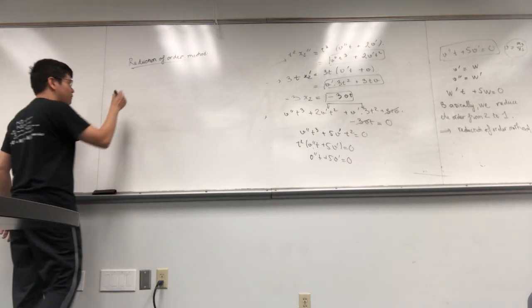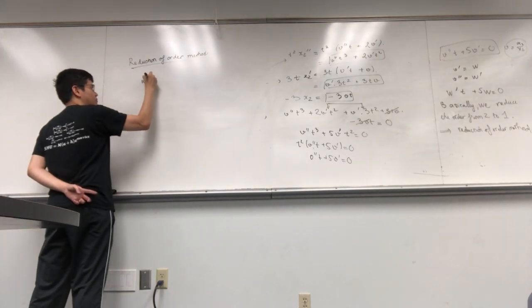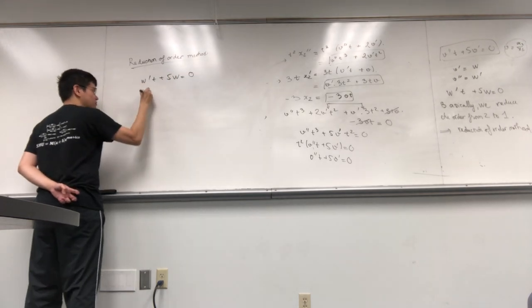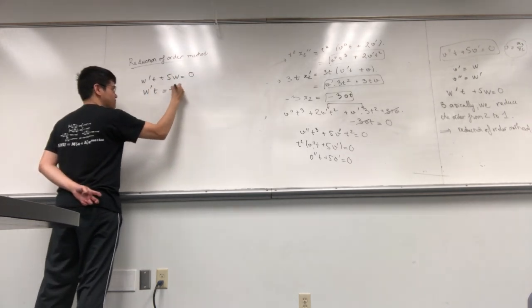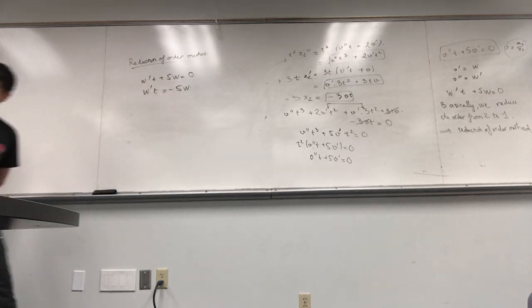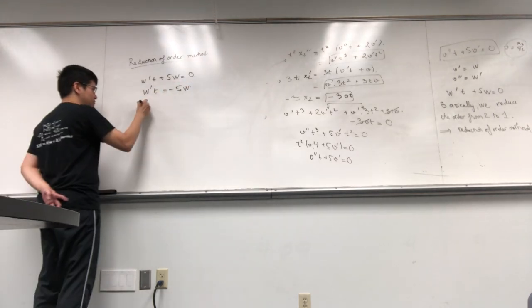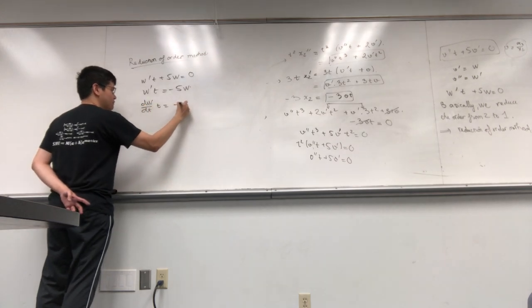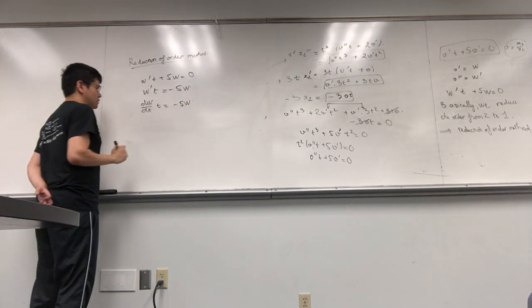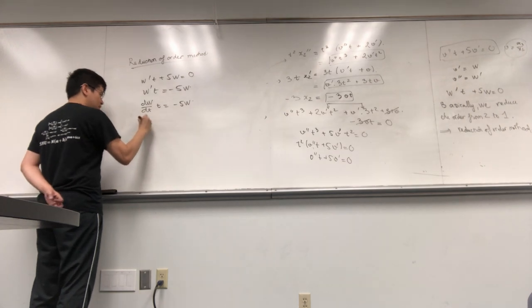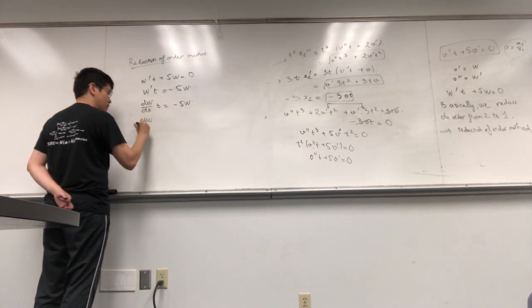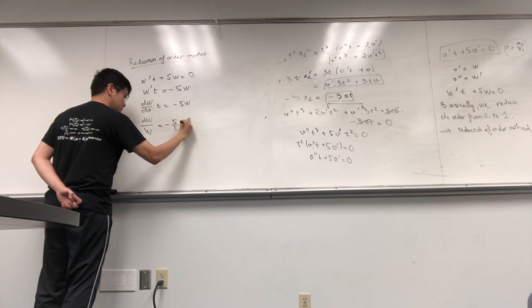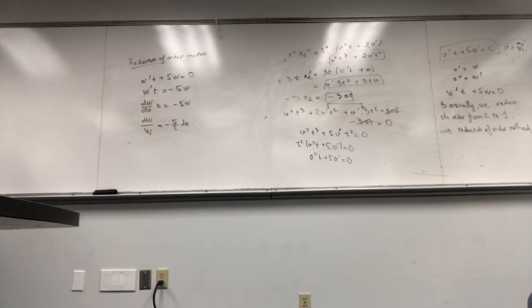Now we have W prime t plus 5W is 0. So W prime t is minus 5W, right? So we have dW over dt times t is minus 5W, right? So you have dW over W is minus 5 over t dt, right?